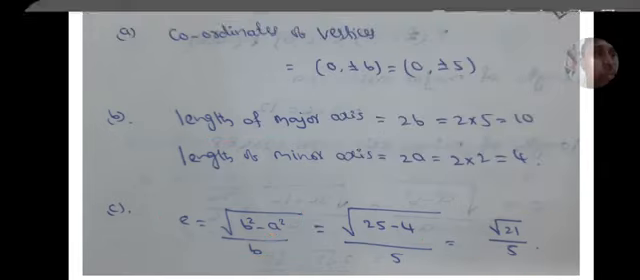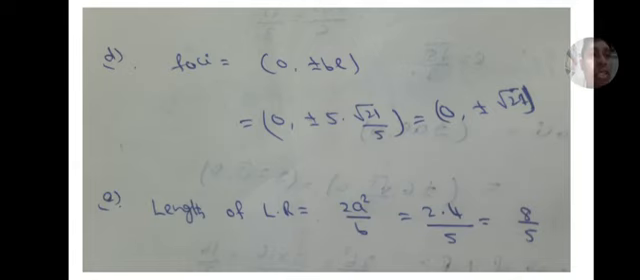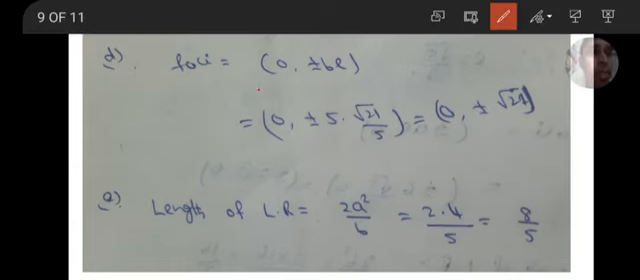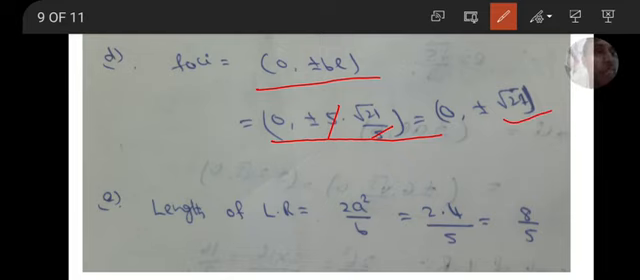Next, foci: 0 comma plus or minus b times e, that is 0 comma plus or minus 5 into root 21 by 5. This 5 cancels, so 0 comma plus or minus root 21. 0 comma root 21 is one focus, and 0 comma minus root 21 is the other focus.